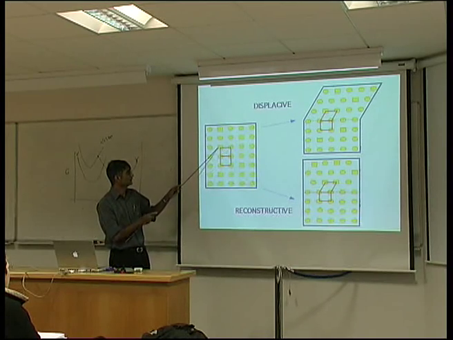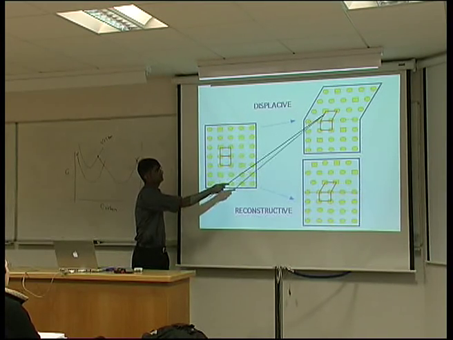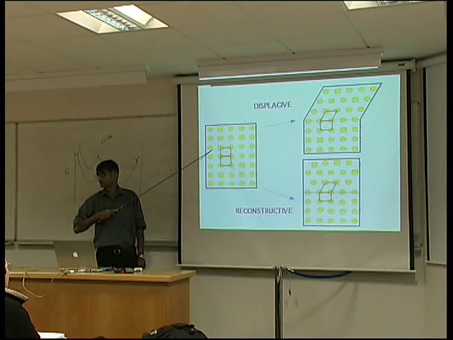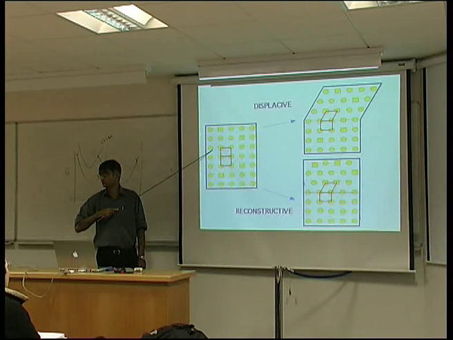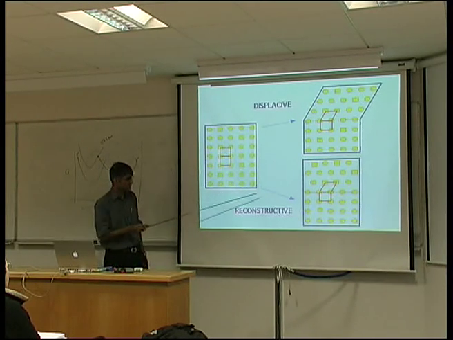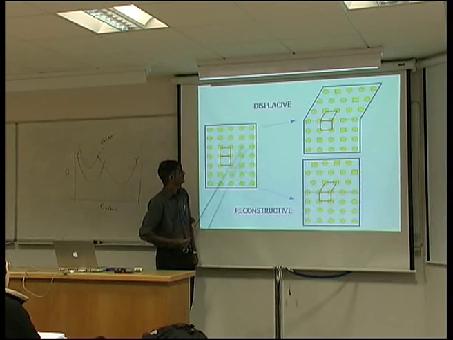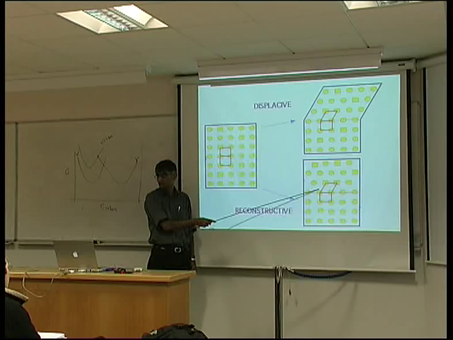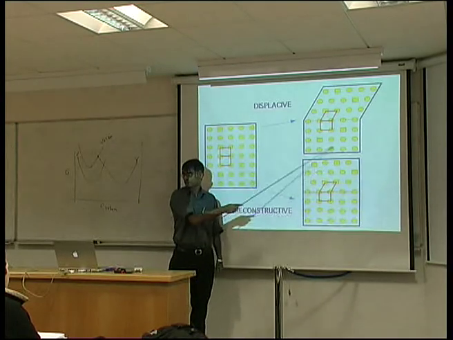And there is an atomic correspondence between the parent and the product phases. You can see that these are in exactly the same sequence in both phases. And that's why we have a memory. If I reverse the transformation, I regain the shape. Okay. By contrast, reconstructive transformation, we break all the bonds. We achieve the new crystal structure without changing the overall shape.